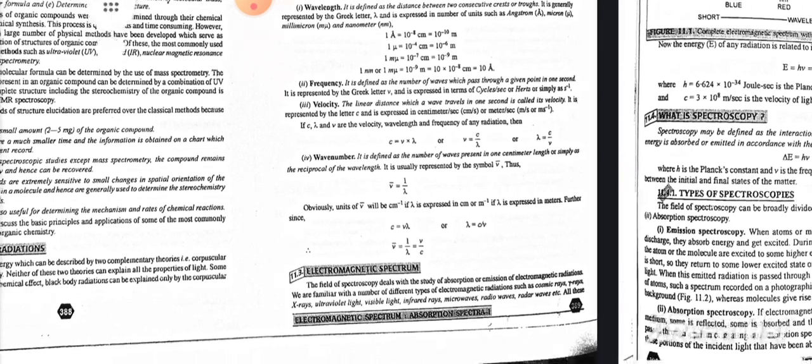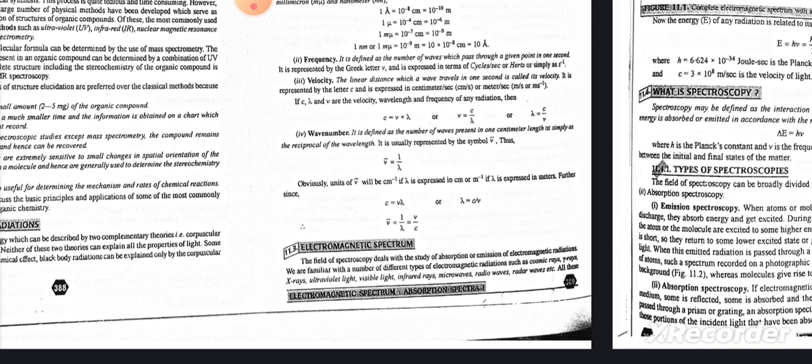Velocity. The linear distance which a wave travels in 1 second is called velocity. It is represented by the letter c and is expressed in terms of centimeter per second or meter per second. Wave number. It is defined as the number of waves present in 1 centimeter length, or simply as the reciprocal of the wavelength, and represented by the symbol nu bar.